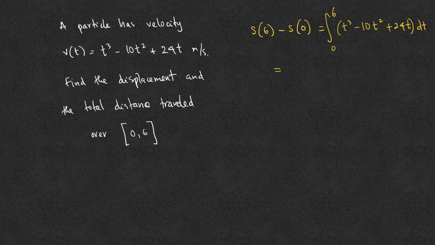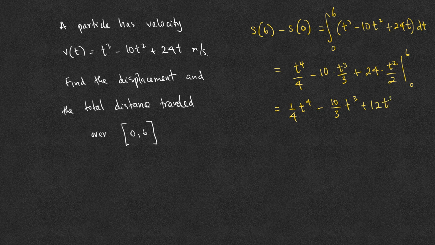The antiderivative of t cubed is t to the fourth over 4. Minus 10, the antiderivative of t squared is t cubed over 3, and the antiderivative of t is t squared over 2. We keep writing the constant multiple in the front. Simplifying this, we have 1 over 4 t to the fourth minus 10 over 3 t cubed plus 12 t squared. Plug in 0 and 6.